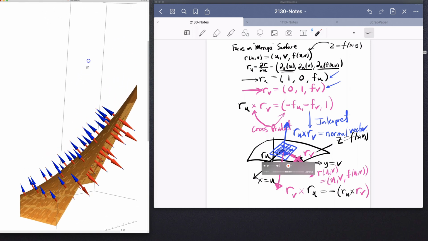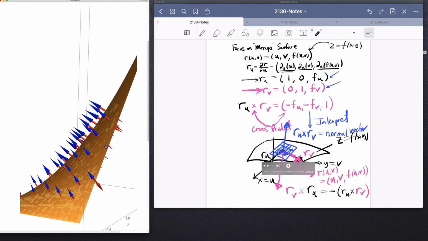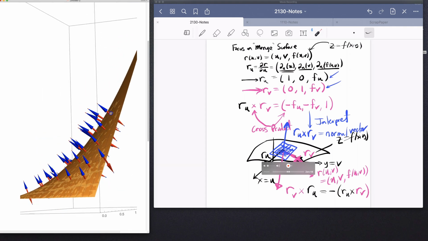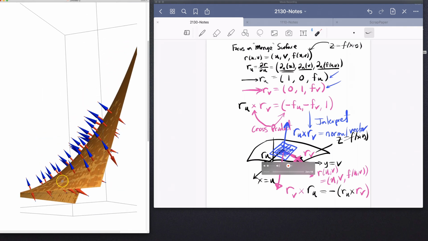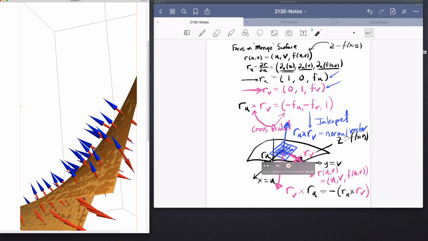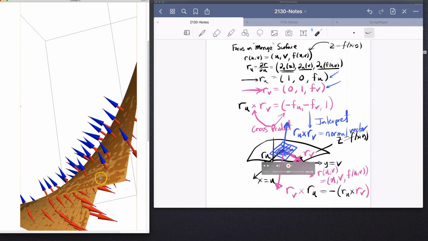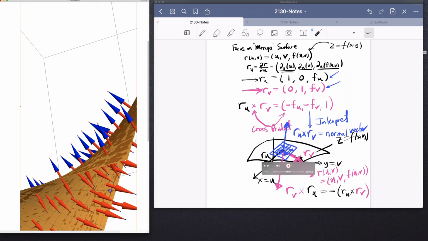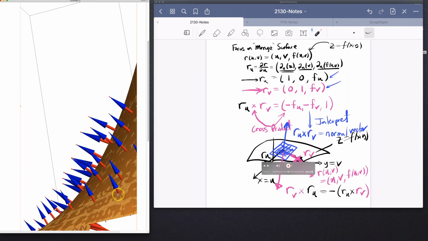But at every point on this surface, there are the blue vectors which point perpendicular, or normal, to the surface. They are pointing at right angles to the surface. You can see these little squares on the surface, and those squares can represent the tangent planes, and these arrows point perpendicular to those little tangent planes.